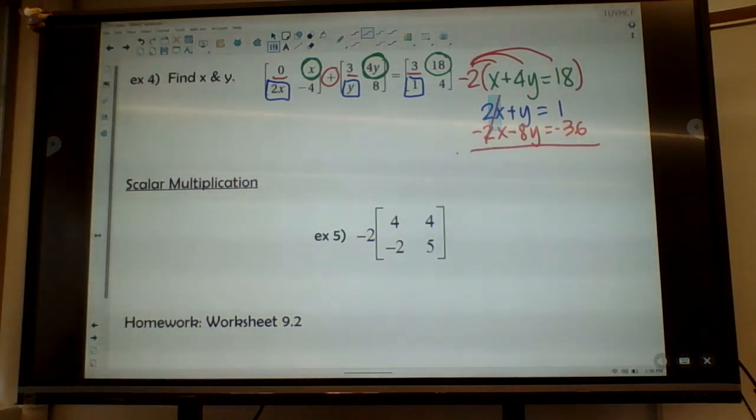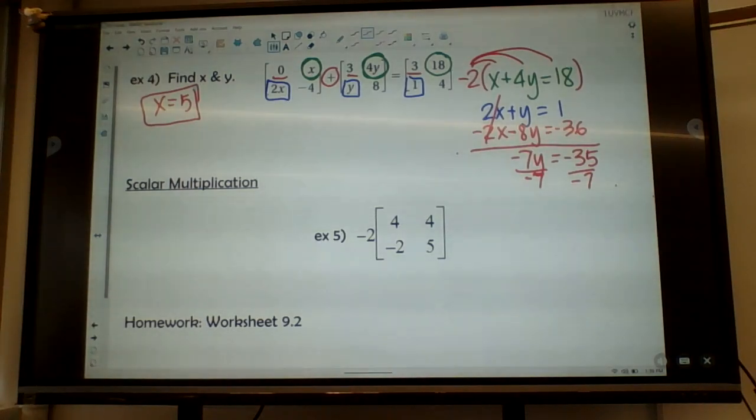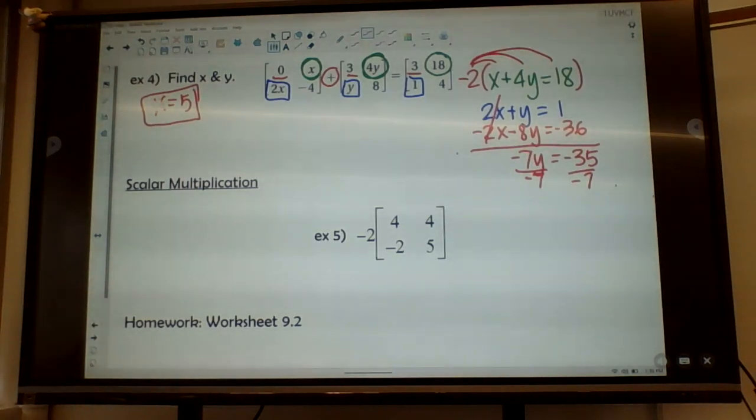So 1 minus 8 is a -7y. 1 minus 36 is a -35. So I got it down to just one variable by just doing that quick multiplication. I'm able to divide by -7, and I find out that y is 5, thank you.